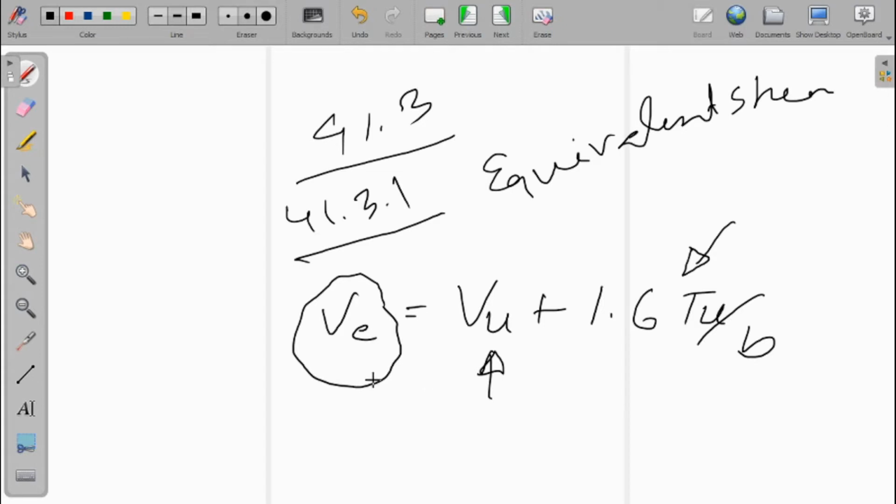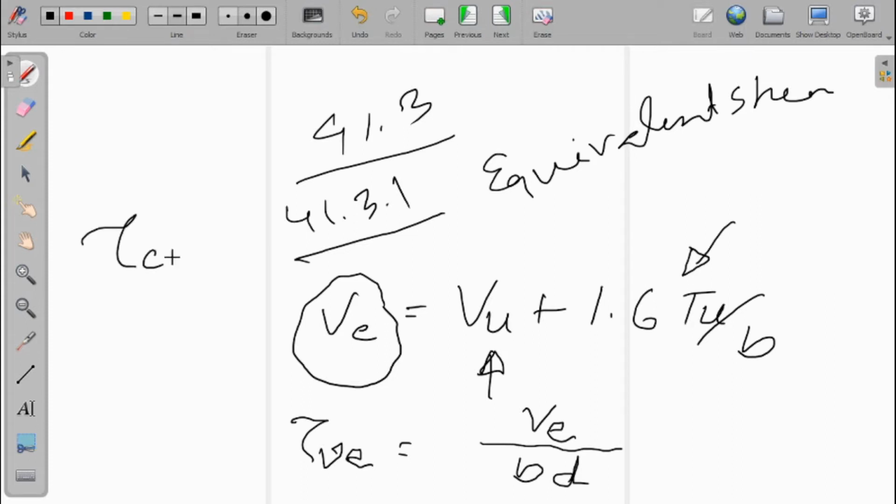In this case, what is this Ve? I told you it is the equivalent shear. Once we know this, we can calculate the equivalent nominal shear stress. If you remember, earlier we calculated the nominal shear stress as Vu divided by bd. So here it will be Ve divided by bd. This gives you the equivalent nominal shear stress, and this value shall not exceed the maximum shear stress, tau c max, in any case. We have discussed that earlier.